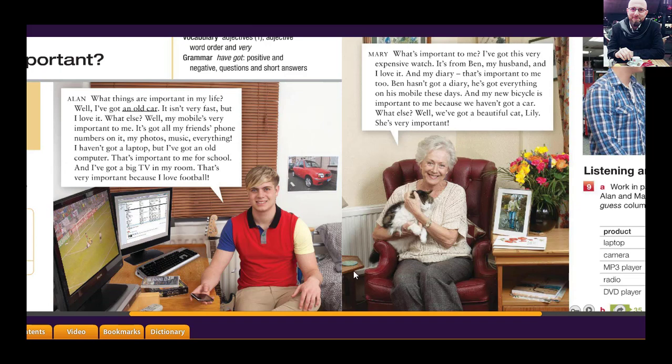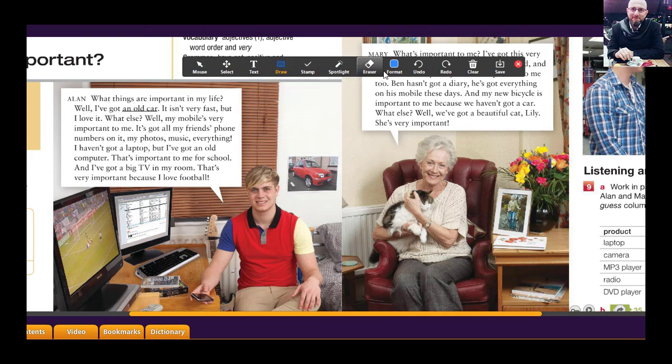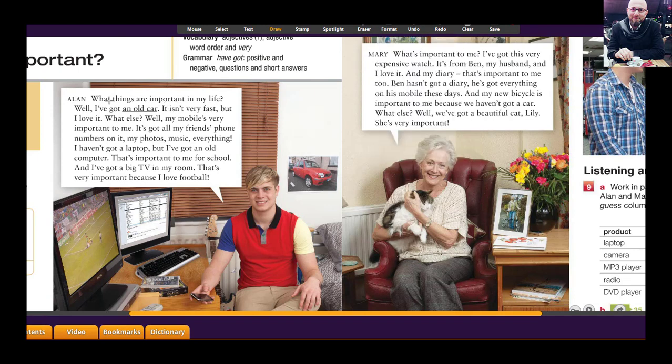table. Yes, so what we do here, okay, Alan talks about what's important in his life. What things are important in my life? Alan says. So what we do here, for example, let's take the color here. Okay. So, for example, what things are important in my life? Well, I've got an old car. So, old car, important. Okay. It's very fast, but I love it. What else? Well, my mobile. So, mobile. Okay. So, now we will listen to Alan speak and Mary speak. Okay. Listen to them and underline everything important for them. Okay, let's go to the recording.